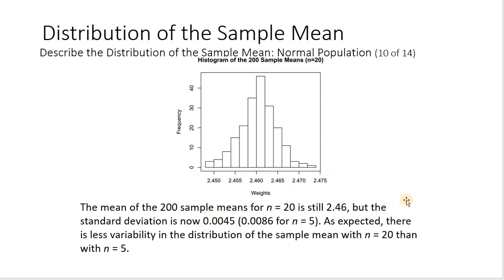It is 0.0045, compared to 0.0086 for sample size 5. So as we increase the size of the samples, we notice that the standard deviation decreases, which means the variability decreases as well. The shape is still normally distributed.